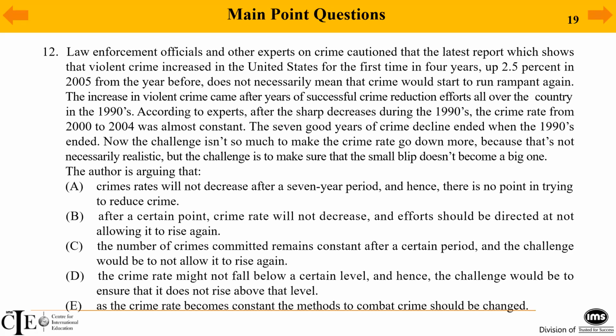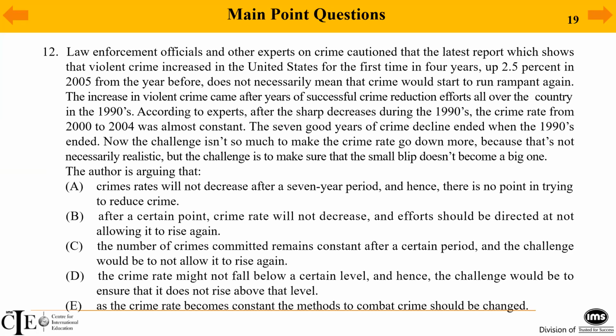So two answers are close. B and D are close, right? Crime rates will not increase after a 7-year period, and hence there is no point in trying to reduce crime. So this is again very extreme. E says as the crime rate becomes constant, the methods to combat is not the question. So A and E are out.